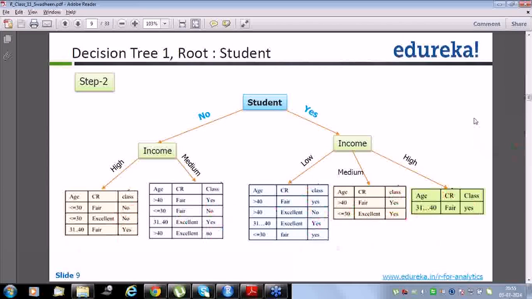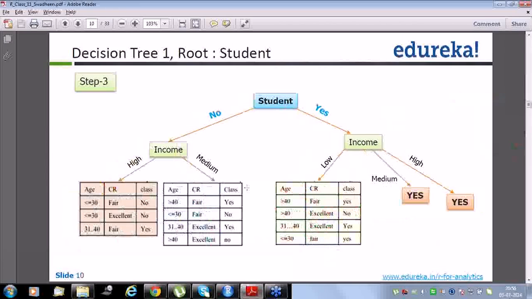So what we are doing, we are splitting. We reach the situation. So what we understand is that if a person is not a student, but he falls in the high income group, he will definitely buy the computer. If a person is a student, but he falls in the medium income category, even he will buy the computer. But still we are not sure whether he is a student and falls in the low income group, he will buy or not. So we need to split it here, here and here. Okay.